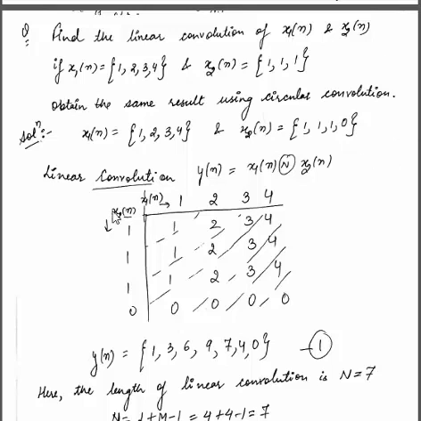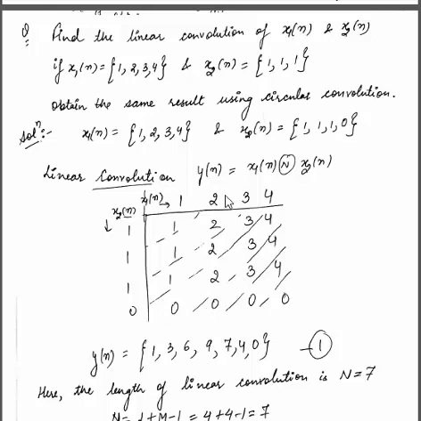Now first we will perform linear convolution. We will perform linear convolution by the tabulation method. On this side we write x1(n) and on this side x2(n). x1 is 1, 2, 3, 4 and x2(n) is 1, 1, 1, 0. Now multiply each row and column. 1 into 1 is 1, 1 into 2 is 2, 1 into 3 is 3, 1 into 4 is 4. Again multiply 1 with 1, 2, 3, 4, and again we obtain 1, 2, 3, 4. Then 0, 0, 0, 0.